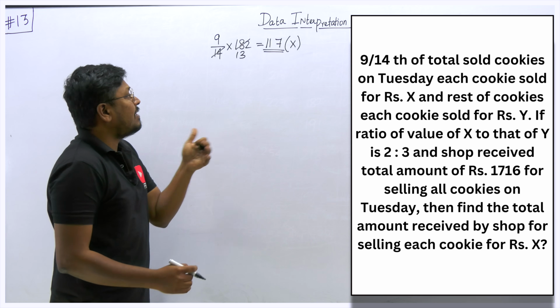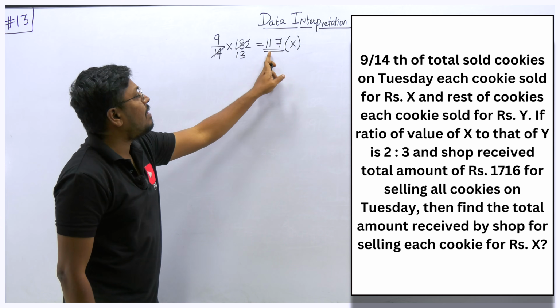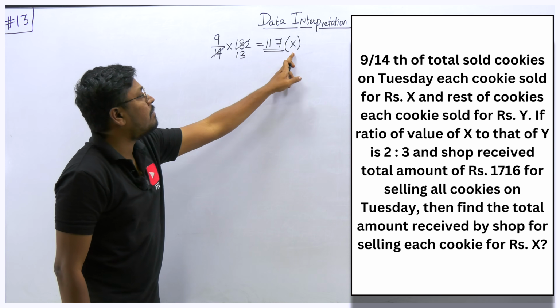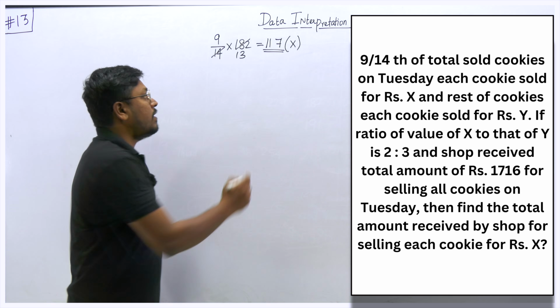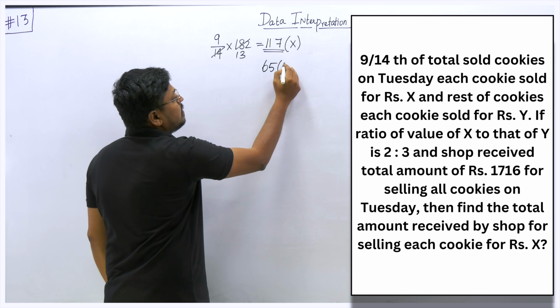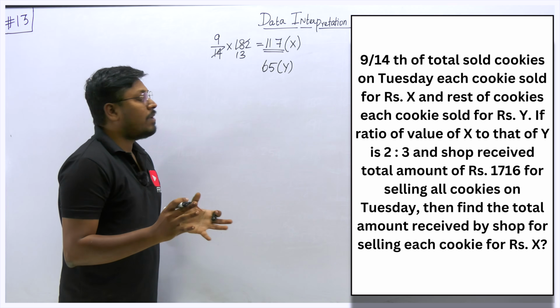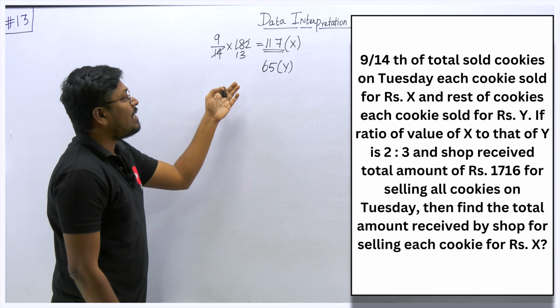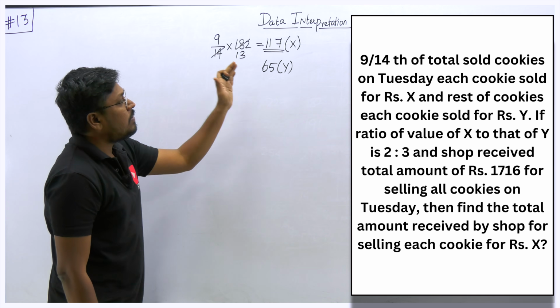So what about the rest? The total is 182. Out of 182, 117 will be sold for some amount. So 182 minus 117 will be 65. So 65 will be sold for Y amount. So they are splitting this total number of cookies into 2 parts. 117 will be sold for X amount and 65 will be sold for Y amount.